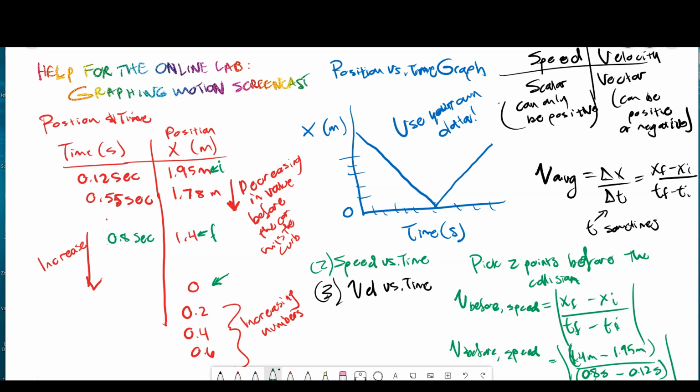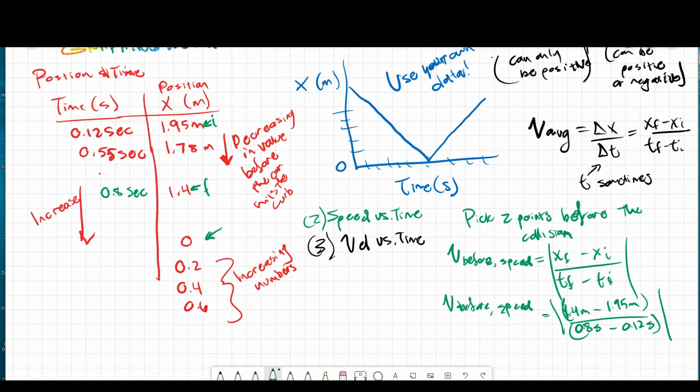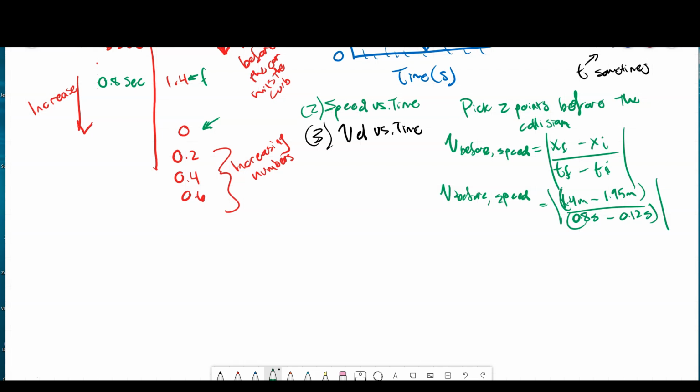That's going to be your speed before the collision. All right. Now, we also want to get the speed after the collision. So let me move this and we can talk about the speed after the collision. So it's going to be a similar calculation. So I will just say speed after. Oh, and I'll label it as speed as well right here. So we have the speed after the collision.